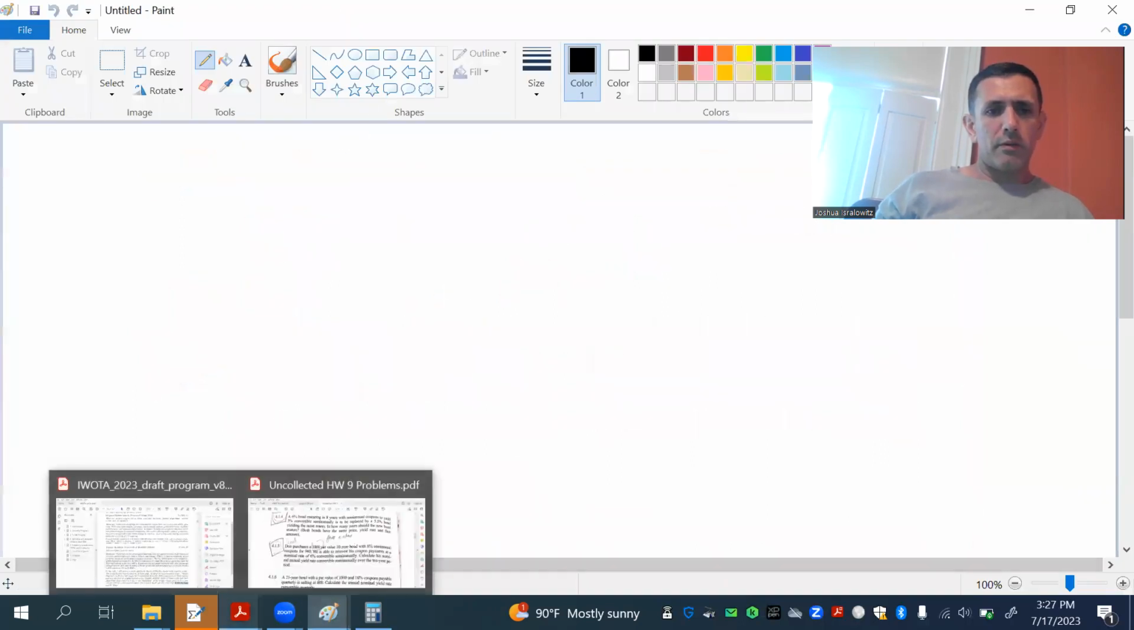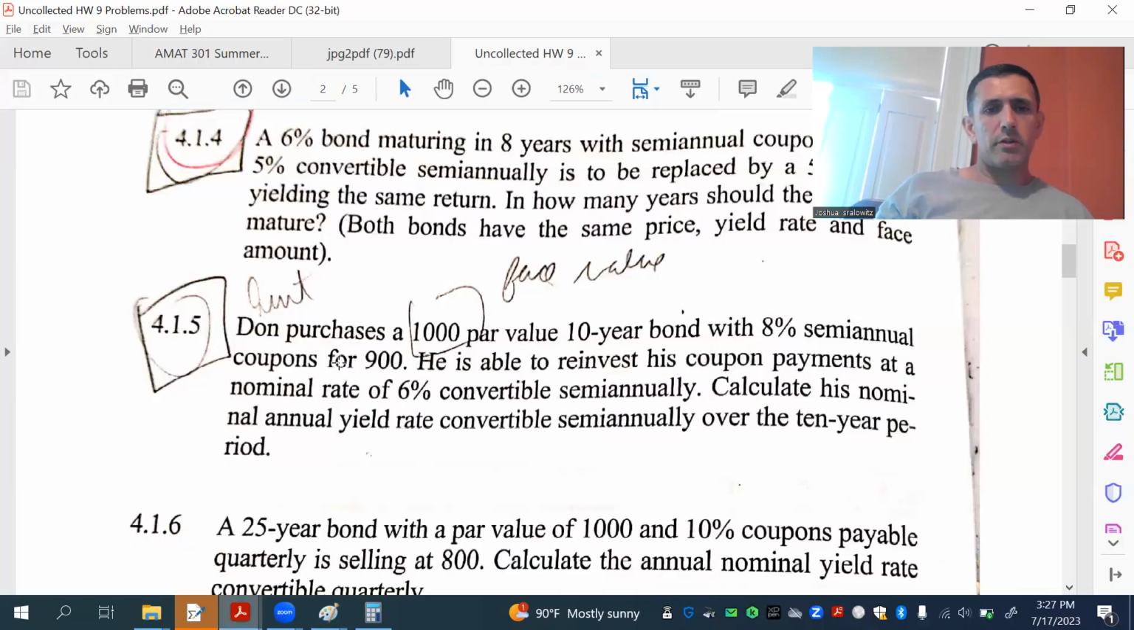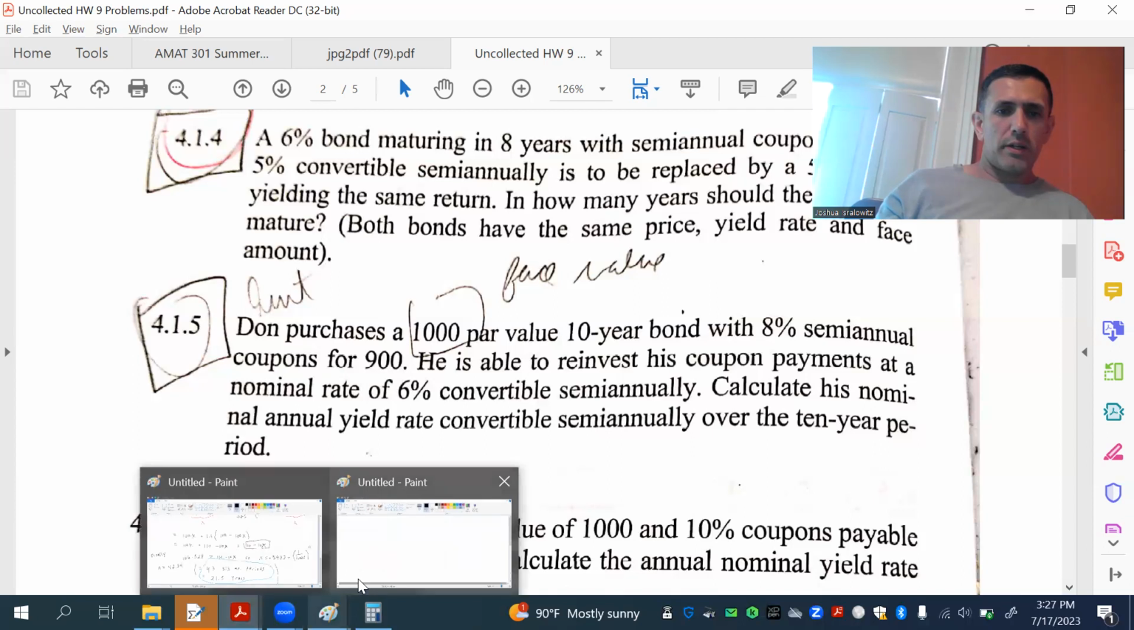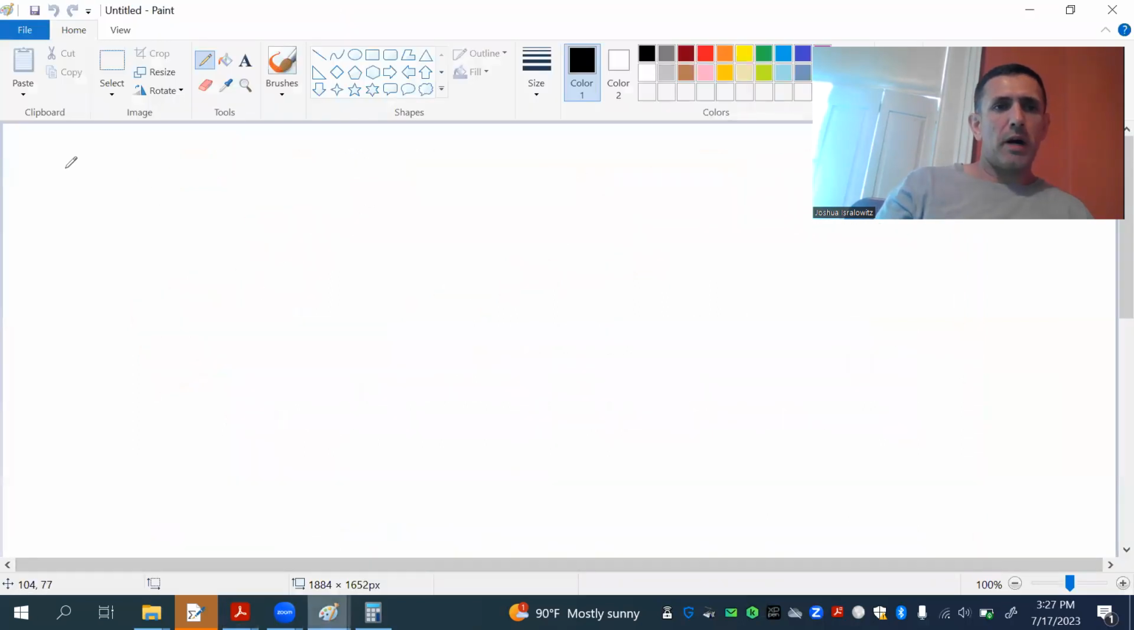And one thing to make clear, you should notice that you're not given a yield rate for the bond. That's fine. You don't need it. Yield rates are important only to calculate the price of a bond, and we already know what the price is. He buys it for $900. So we don't have the yield rate and we don't need the yield rate. All right, so let's get the coupons.